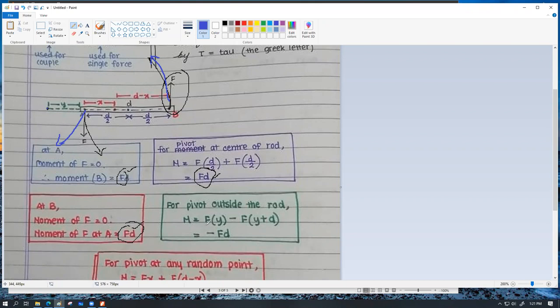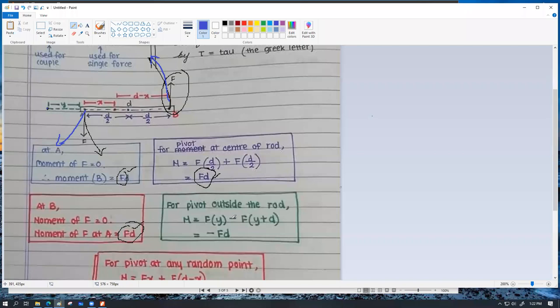So here, for the sake of understanding, I went in sequence. I wrote F into Y minus F into Y plus D. The core reason for the minus is that I wanted to highlight that in this case, the moments produced by these two forces would not be working in the same direction, because we have shifted that pivot point outside our object. So one of the forces should be producing clockwise moment, the other one anti-clockwise moment. Hence, to be able to differentiate them, I have given a minus sign.